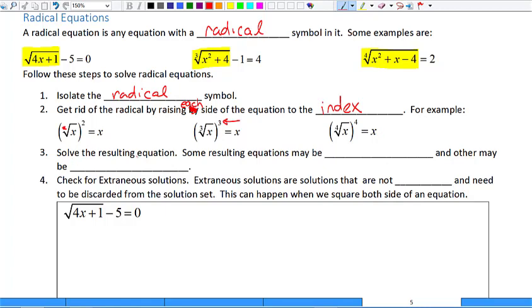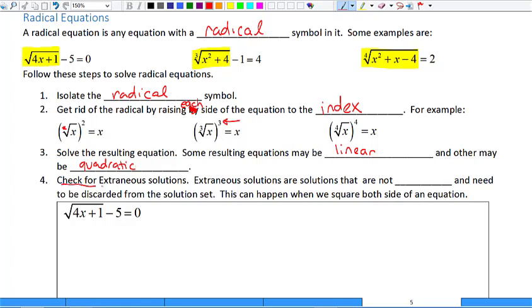Step 3, solve the resulting equation. Now some of your equations might be linear, which is easy to solve. You get the x's on one side, numbers on the other, and divide. But others may be quadratic, meaning you're going to have to use your quadratic skills from the past couple of lessons.